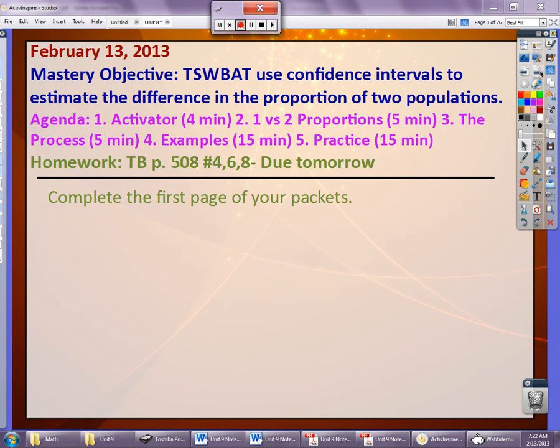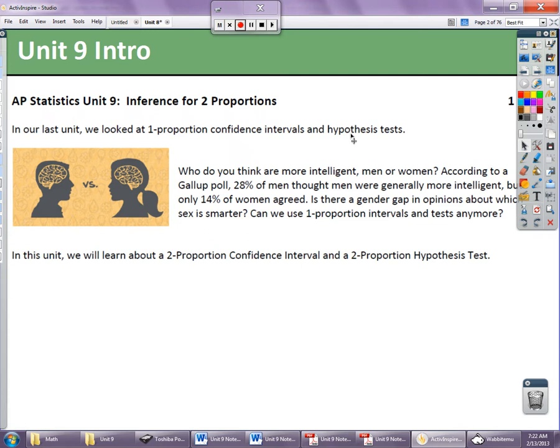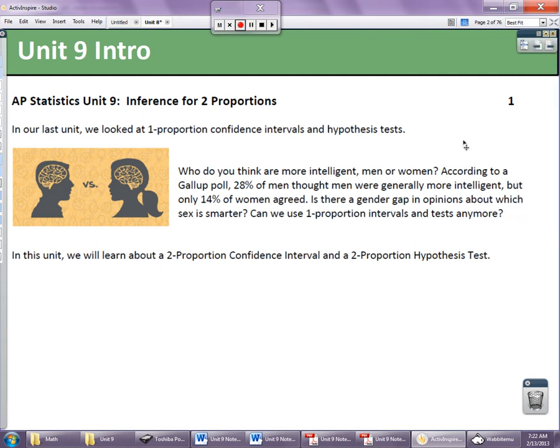Alright, so we're going to go ahead and move on. Let's talk about the first page of your packets that you already had the chance to read through. In our last unit, we looked at one proportion confidence intervals and hypothesis tests. So just to kind of get you thinking, who do you think are more intelligent, men or women? According to a Gallup poll, 28% of men thought men were generally more intelligent, but only 14% of women agreed. Imagine that.